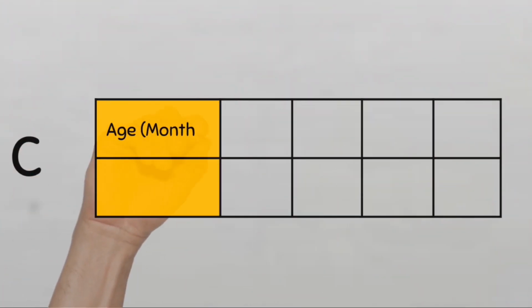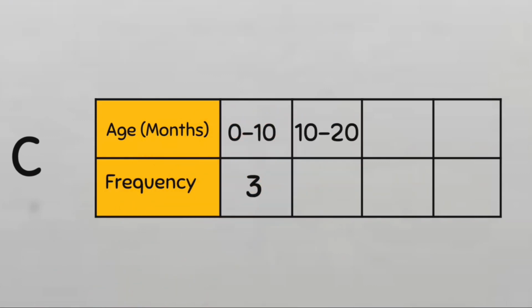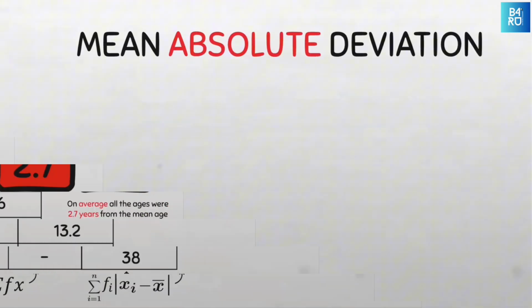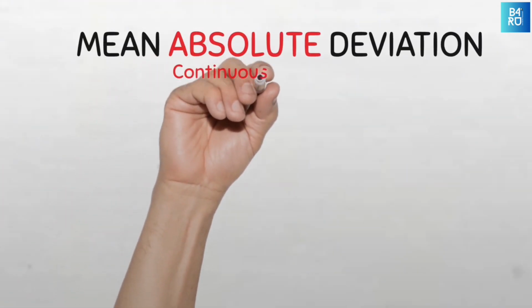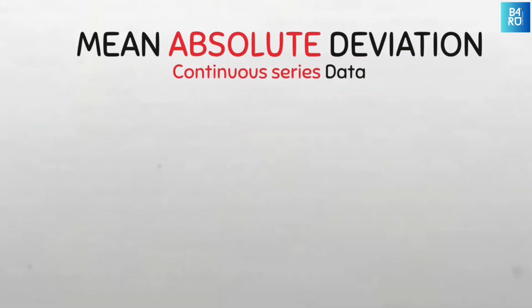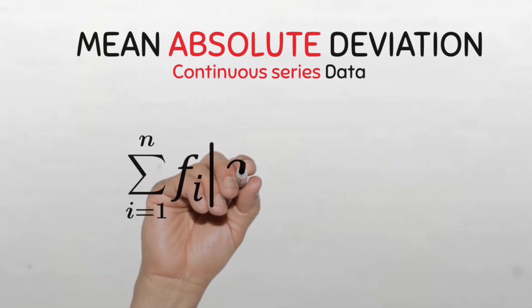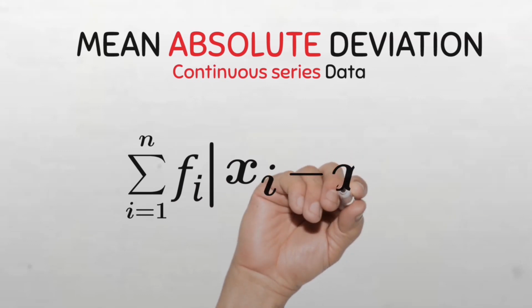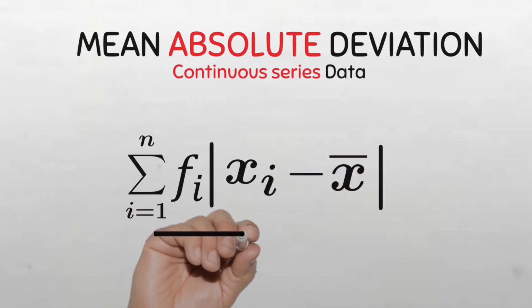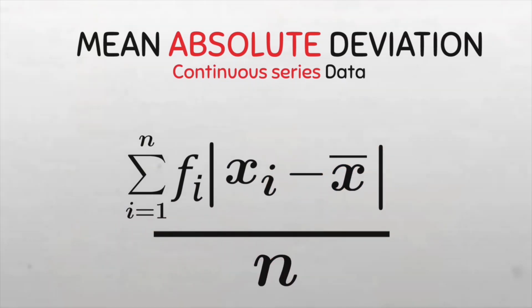And finally, let's find the mean absolute deviation for the third data set. That's the one with the continuous series. That's dataset C. The formula for mean absolute deviation for group data of the continuous series type is given by the summation of the product of all the frequencies and the absolute deviation from the first value to the nth value, all divided by the number of data values.